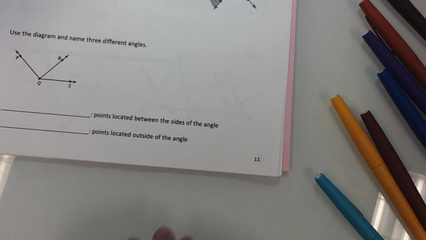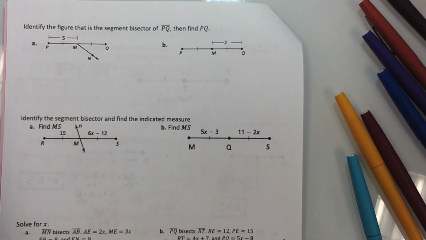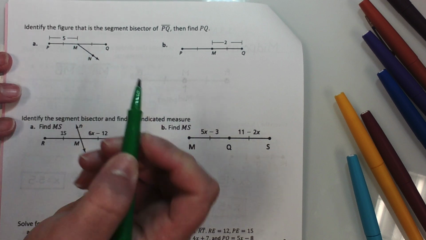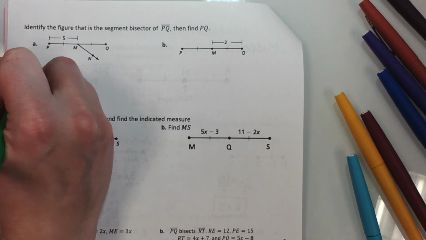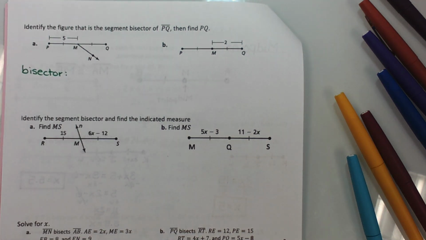So, the other thing you're going to see today is going to look very similar to what we've already done, slightly different. You'll see problems that ask you to identify the figure that is the segment bisector of the given segment, in this case PQ. The bisector is this thing. What's that thing called? It's a ray.